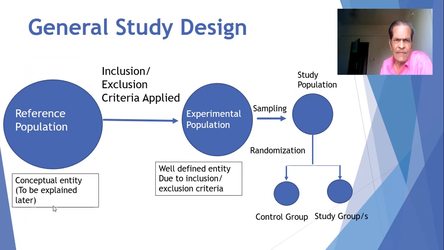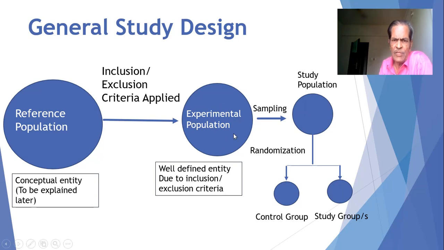This is a general study design for a typical clinical trial. We have a reference population, which is a conceptual entity, and it will be explained a bit later. On this reference population, we apply the inclusion and exclusion criteria. Because of this, we get the experimental population, which is a well-defined entity because of the inclusion and exclusion criteria. So reference population is a conceptual entity, whereas experimental population is a well-defined entity due to inclusion and exclusion criteria.